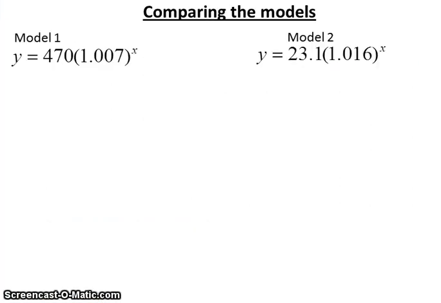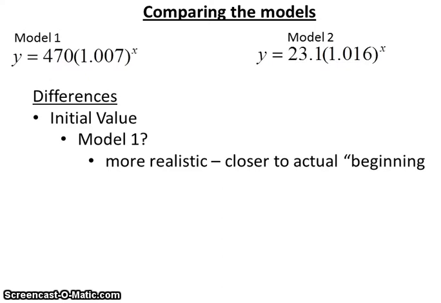So let's summarize and compare the two models. On the left is the model where I used the initial point in 1650 and the end point in 1995. And on the right is where I used the last two data points in 1990 and 1995. And so what we can see here is they have quite a few differences, and they're trying to model the same data. The initial value, you can see, is very different.